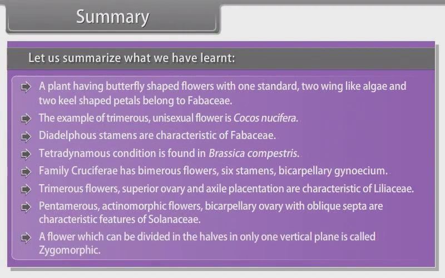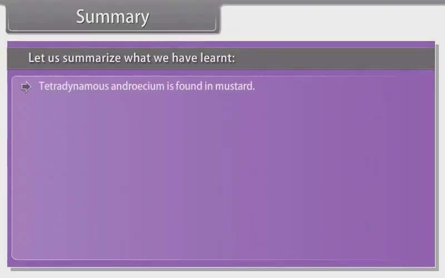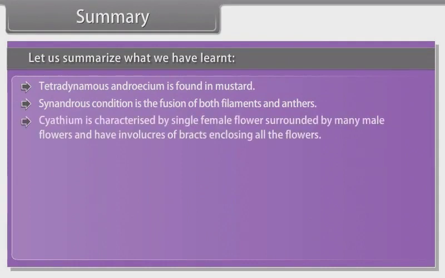A flower which can be divided into two halves in only one vertical plane is called zygomorphic. Tetradynamous androecium is found in mustard. Synandrous condition is the fusion of both filaments and anthers. Cyathium is characterized by a single female flower surrounded by many male flowers and has an involucre of bracts enclosing all flowers. Monothecous anther is characteristic of Malvaceae.